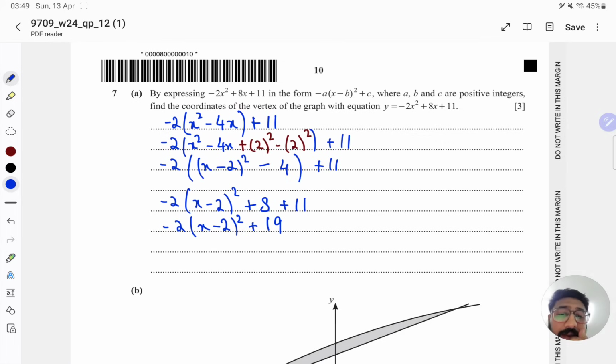So we have already written it in that form. We just need to write the vertex. Vertex will be this and this. Just change the sign for the value of x, which is the vertex, the turning point. So vertex will be 2 comma plus 19.